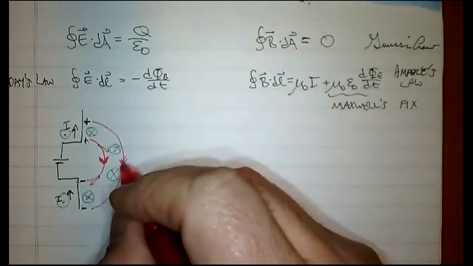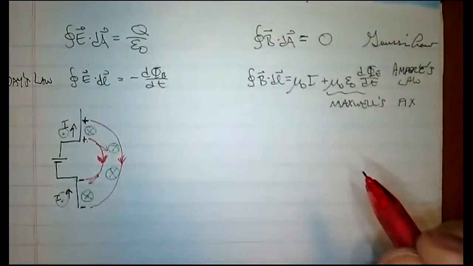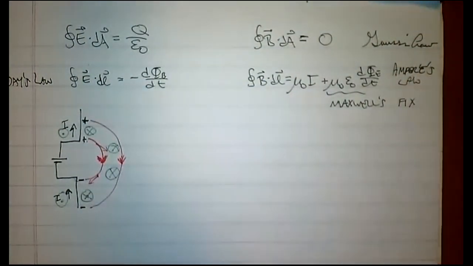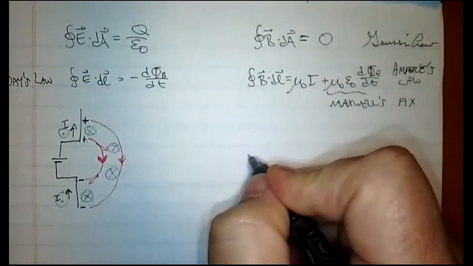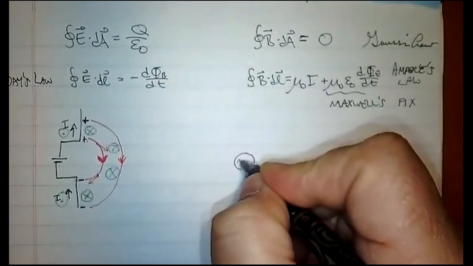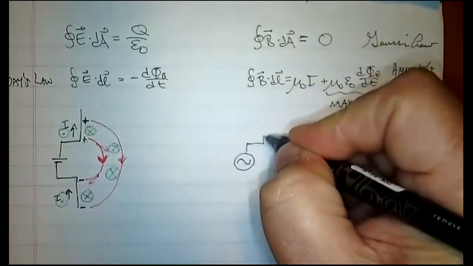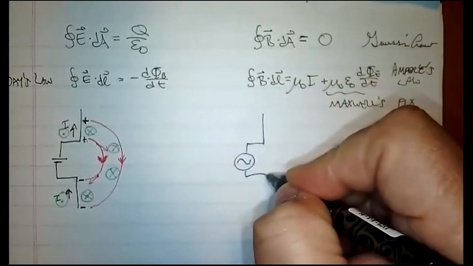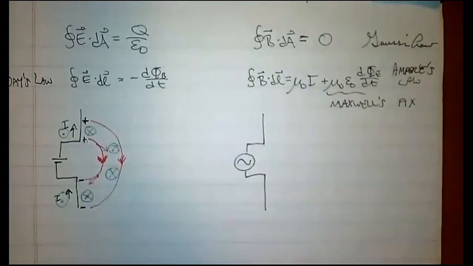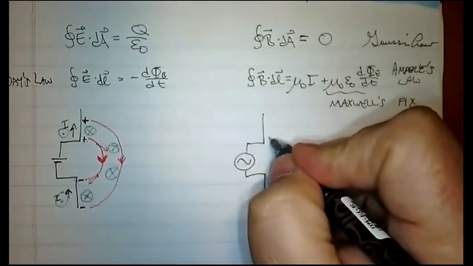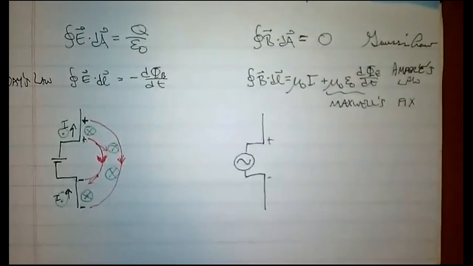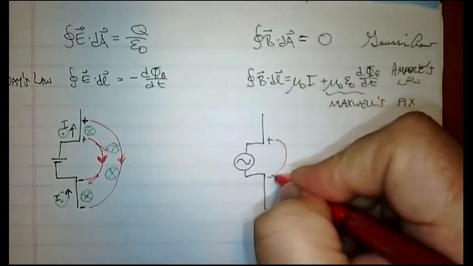And if you wait a little while longer, it'll move out further, and we'll have sort of the same thing going on again and again and again. But if we do something a little more complicated and replace this battery with an AC power supply like this, then at one instant you'll have this plus charge here, this minus charge here. That's going to create that electric field there.